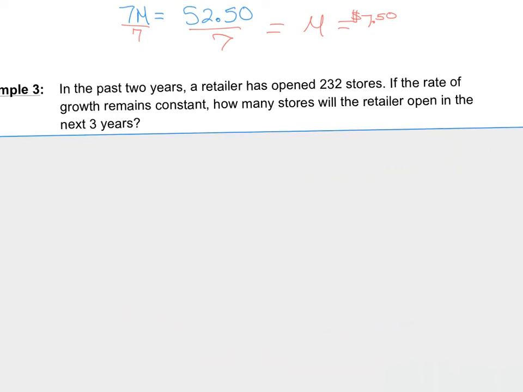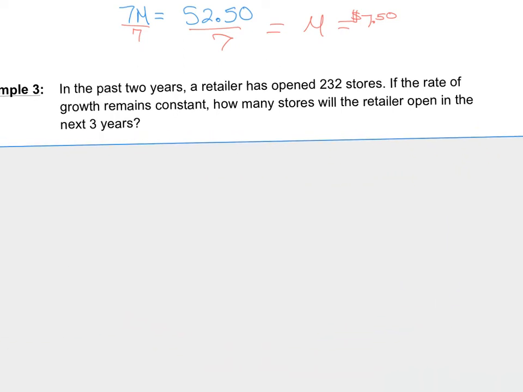In the past 2 years, a retailer has opened 232 stores. So we're imagining in our head opening stores. If the rate of growth remains constant, so don't worry about the wordage, how many stores will the retailer open in the next 3 years?